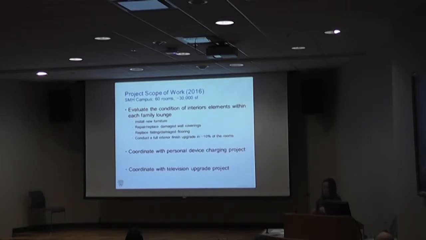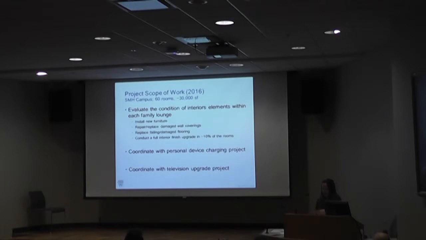Very specific to what we need to achieve in this project is that we need to go out and evaluate the condition of all those interior elements within the family lounges. As part of a subcategory to that, we'll look at installing new furniture, repairing and replacing wall coverings that might be damaged, doing the same with any flooring that might be failing. And then the last bullet item under that first topic is probably the most exciting. We are also looking at conducting a complete interior upgrade of about 10% of the rooms.